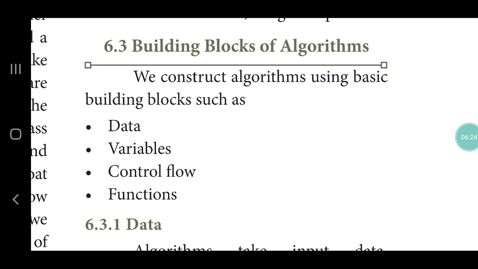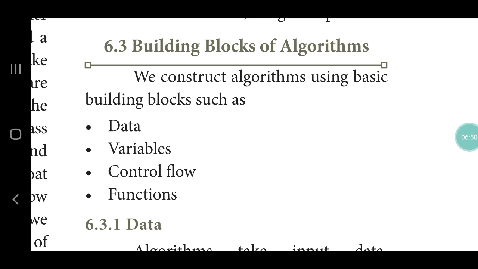And next one is variables. Variables are the named boxes for storing data. Suppose a equal to 5, the value 5 will be stored in the variable a. A is a memory box to hold the value 5. So a is called a variable to hold the data.